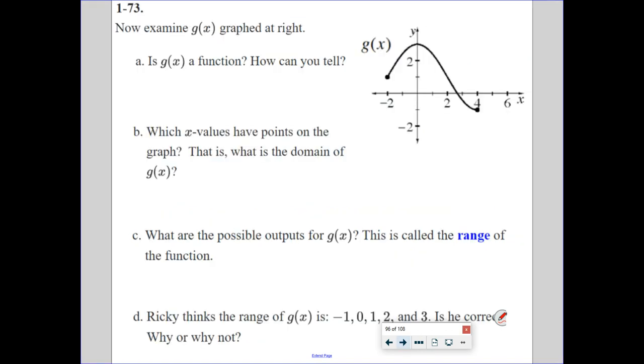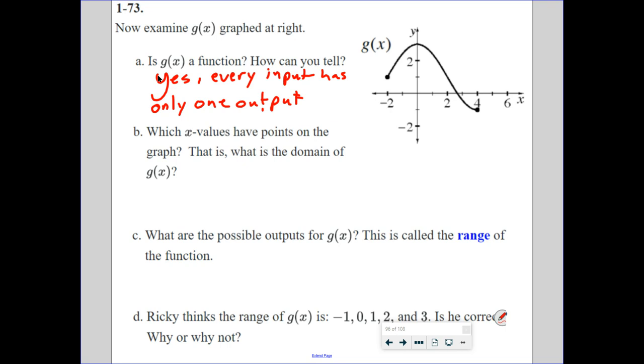Now, look at the graph right there, problem 173. Is g of x a function? How can you tell? Yes, it is a function. How can you tell? Yes, because, and I love how some of you mentioned it in class, every input has only one output. Every input has only one output, so there is no input that has multiple outputs.